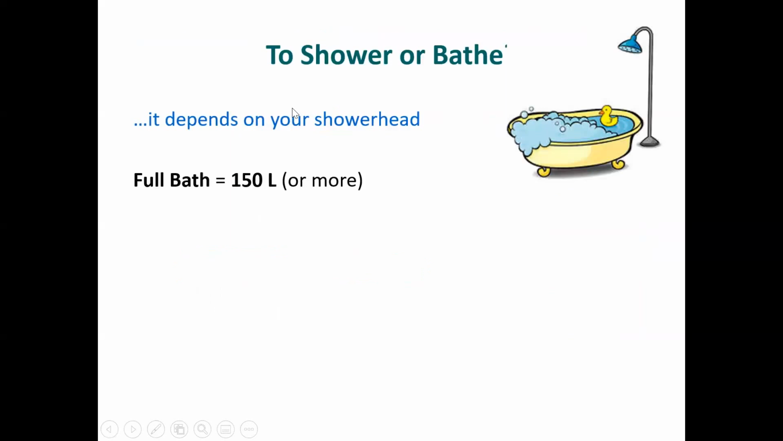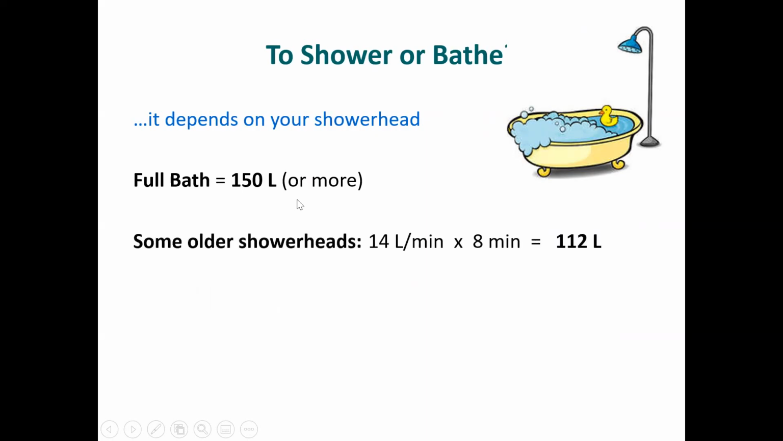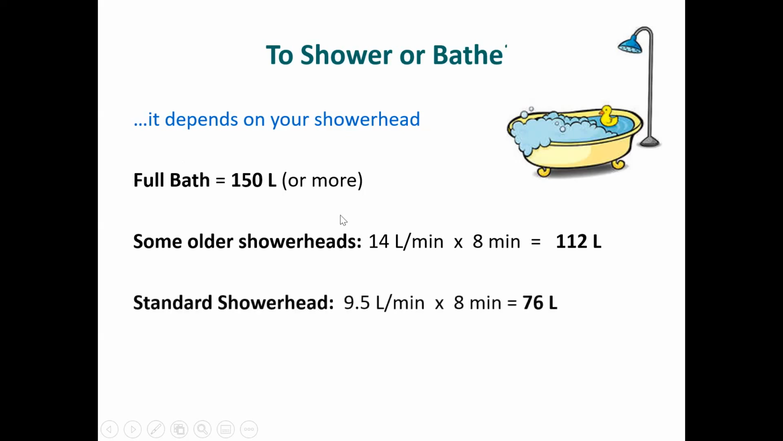I found some other numbers for you as well, just to compare to a bath. A bath is about 150 liters, and if you have an older type of shower head, these things send out about 14 liters a minute. An 8-minute shower is about 112 liters. A 10-minute shower is 140, very close to a full bath.